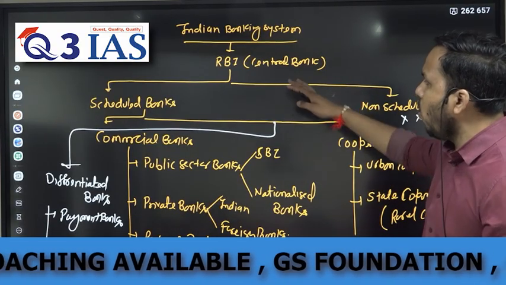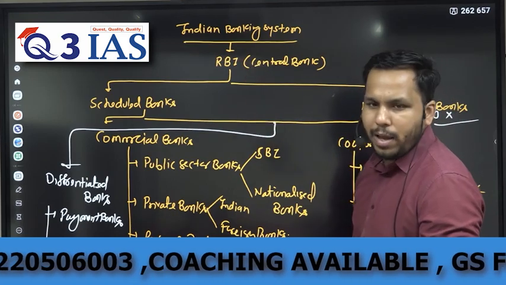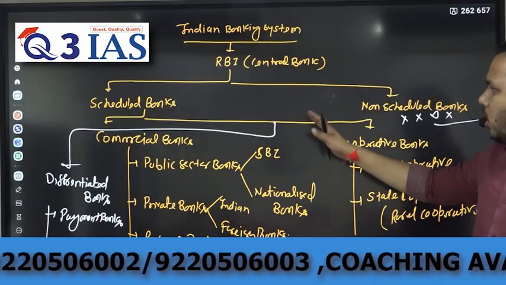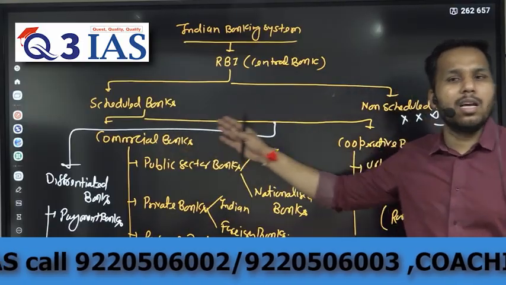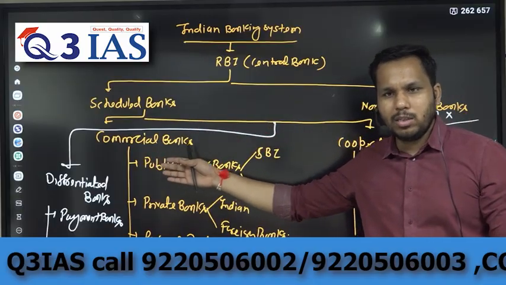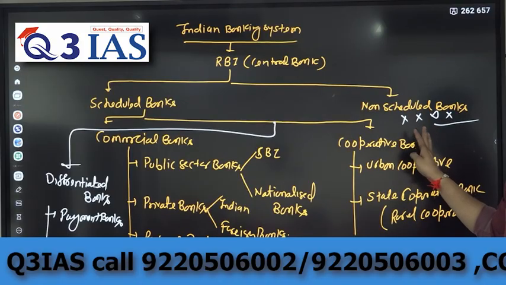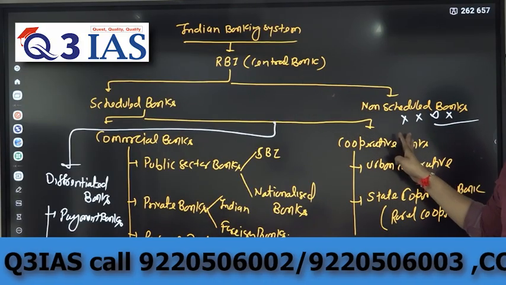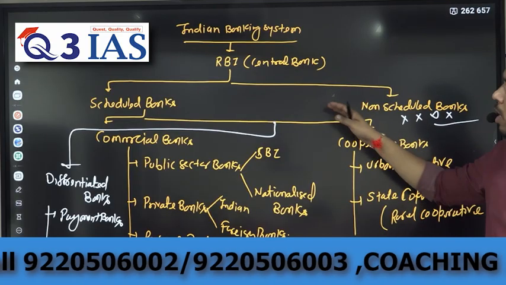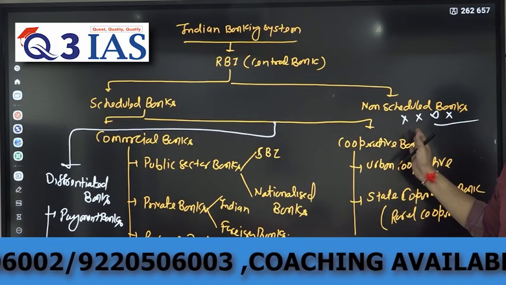So initially, now we can say in the Indian banking system, the apex body is RBI, which is known as the central bank. And according to RBI, there are two kinds of banks in India. First is scheduled bank, second is non-scheduled. Non-scheduled banks are not regulated by RBI, so there is no need for further classification. These are small banks which do not highly affect the country's economy.